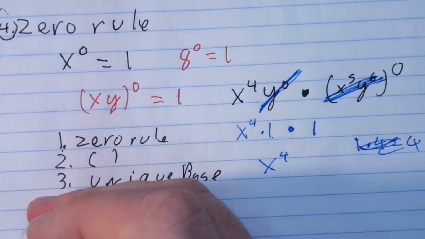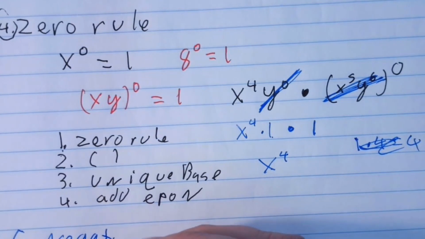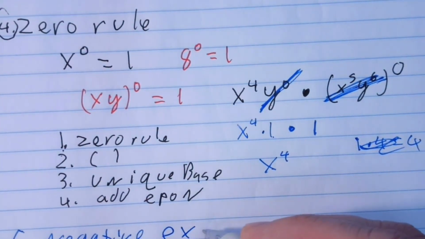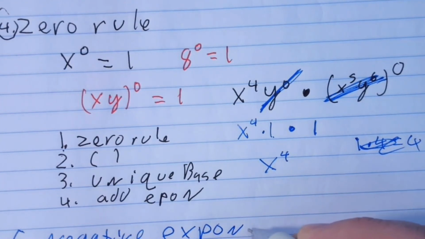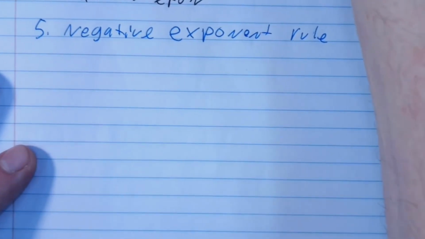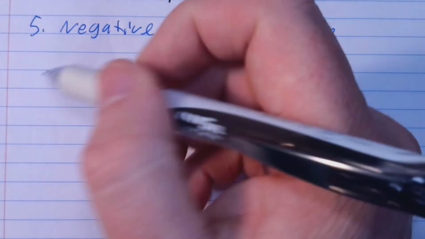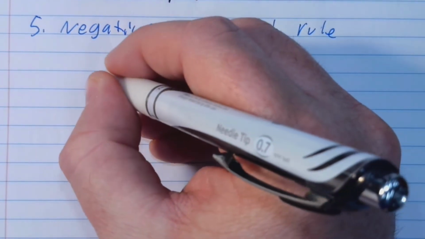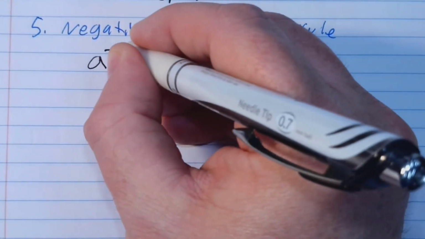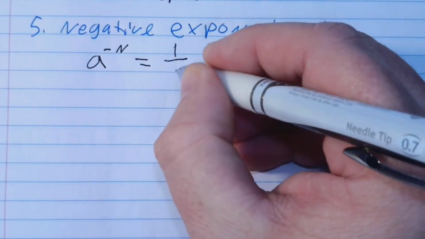The fifth rule is the negative exponent rule. And again, we're just going to add to it because we don't want to get too confusing. Okay, and I'm going to raise this up so you can see what I'm doing. Negative exponent rule. All right, this one is a little bit confusing, so pay attention. So I'm going to do it in the algebra first. And then I'm going to do an example.